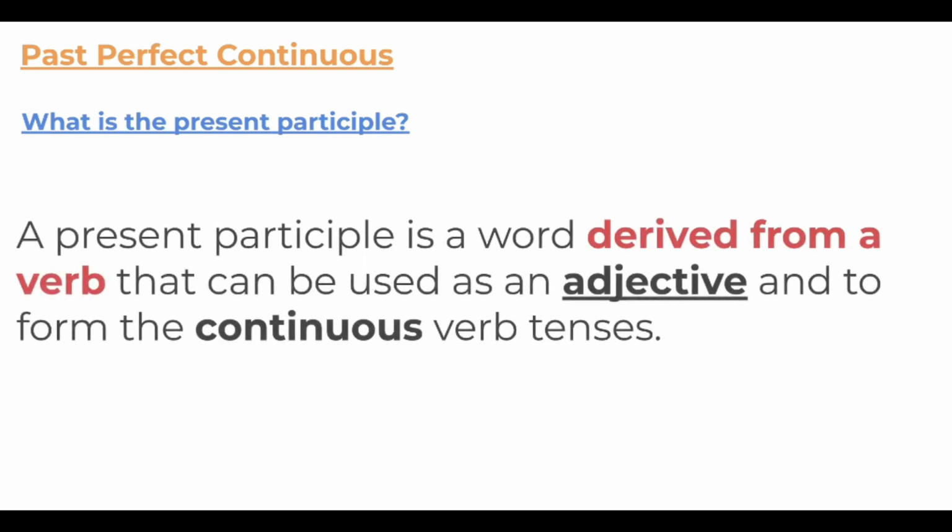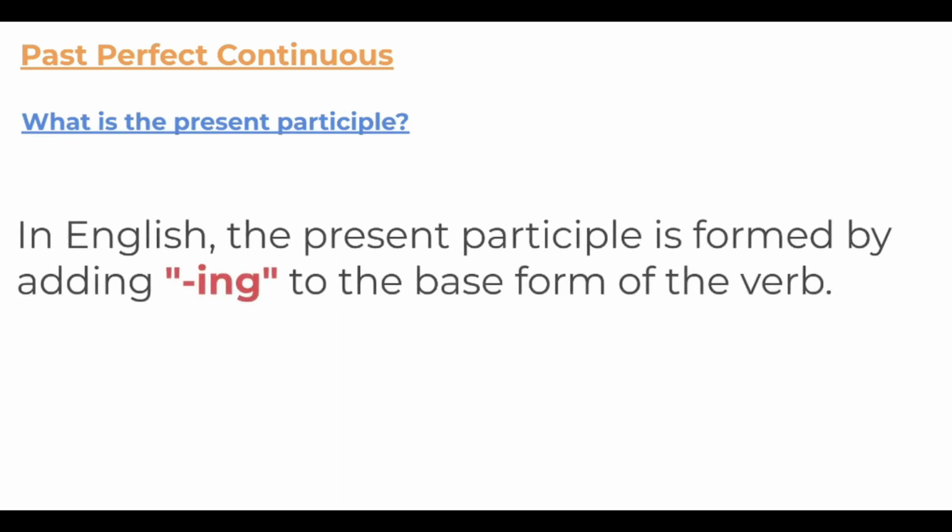So the present participle is a word that's just like the past participle, derived from a verb, and it can also be used as an adjective, but it's also primarily used to form the continuous verb tenses. And the important thing to remember here is that it's formed by adding the ing to the base form of the verb. So that's what we are doing with the present participle.